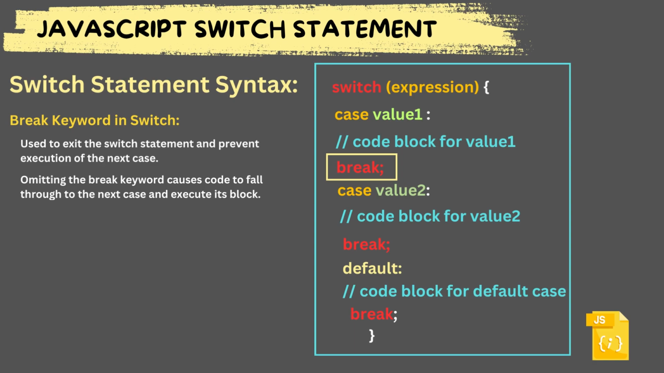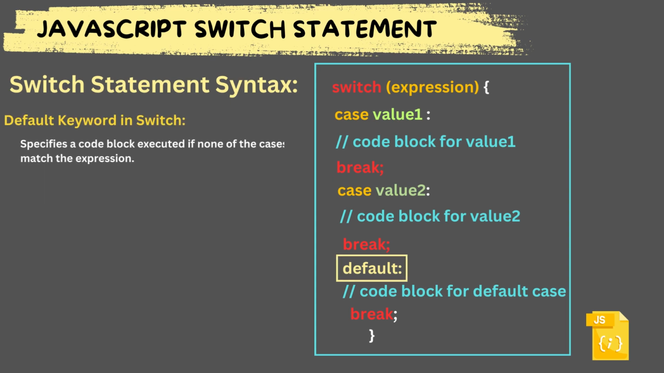After writing each and every case, at last we have our default keyword, and this keyword is used to specify a code block that will be executed if none of these cases matches this expression. Also, this default case is optional, but it is a good practice to include it in case the expression has an unexpected or invalid value.